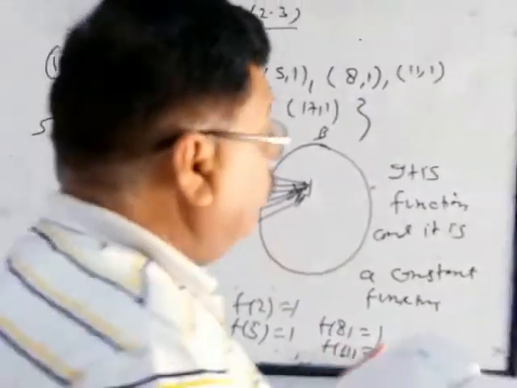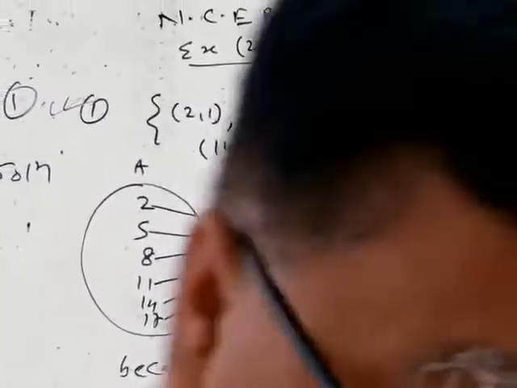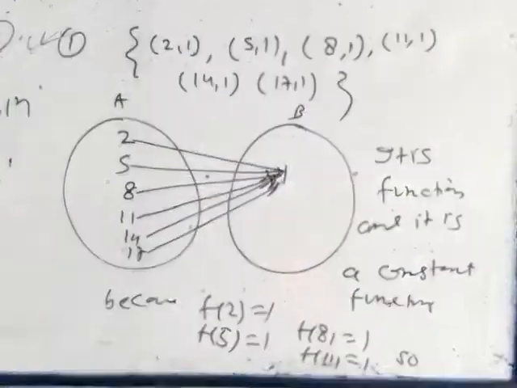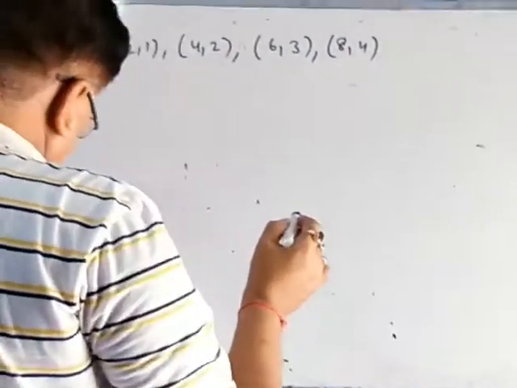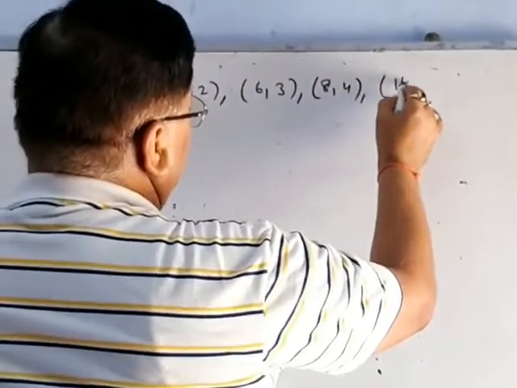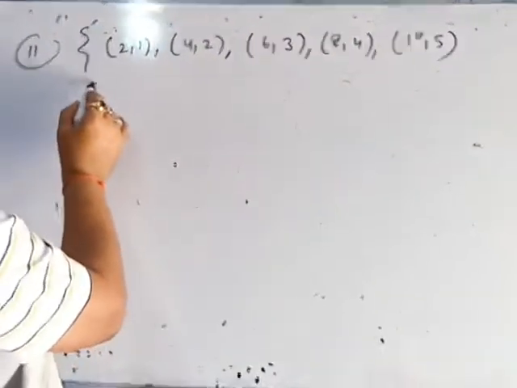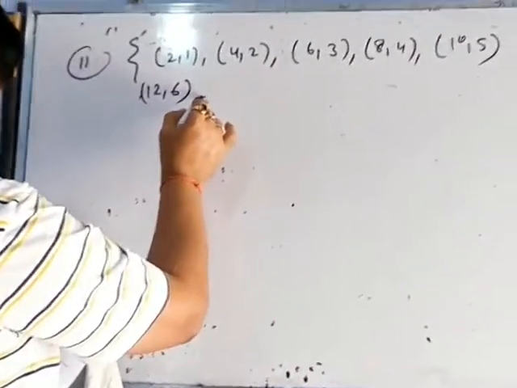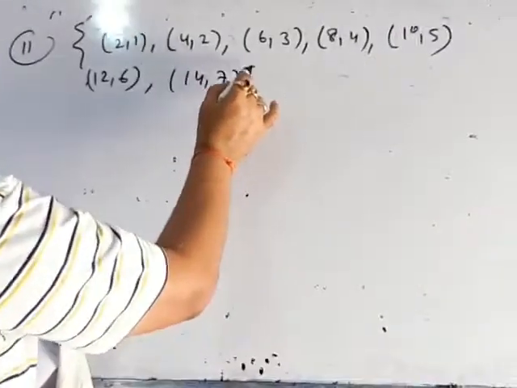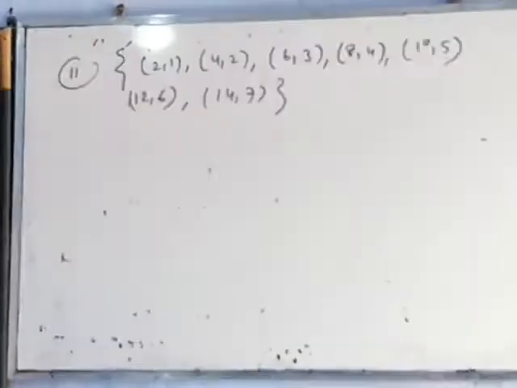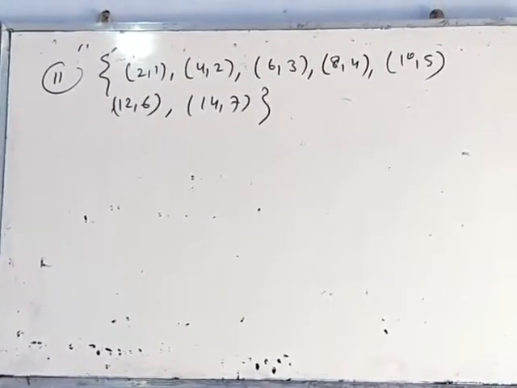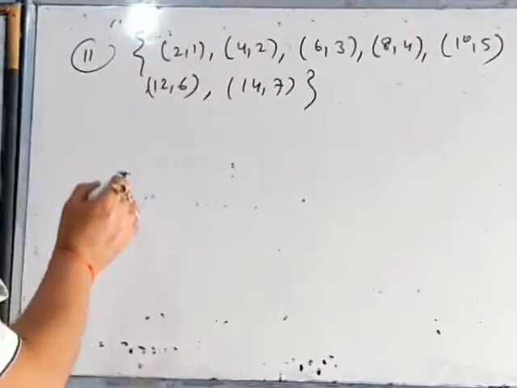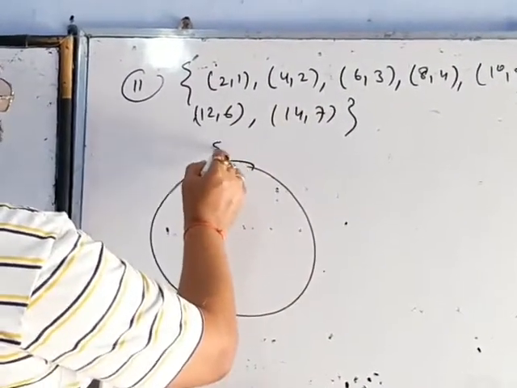Next one, second, student. (2, 1), (4, 2), (6, 3), (8, 4), (10, 5), (12, 6) and (14, 7). You have to check it. Is it a function or a relation? We have to check this question. So for this we draw a diagram. Consider it is set A.